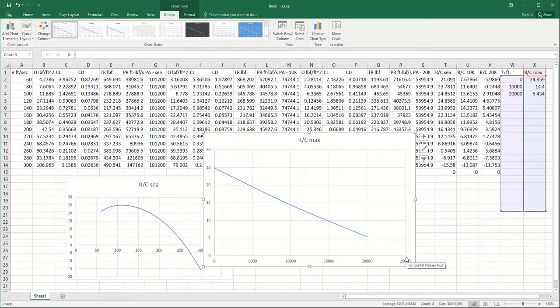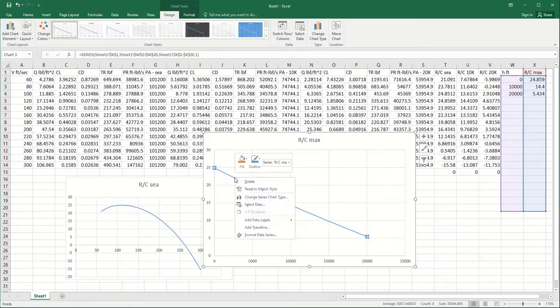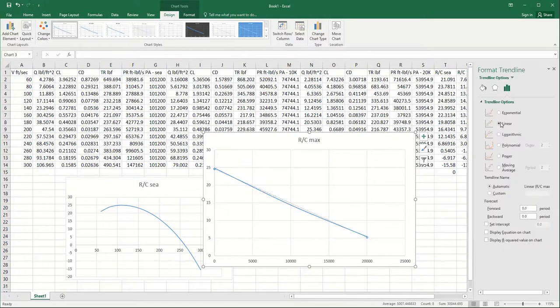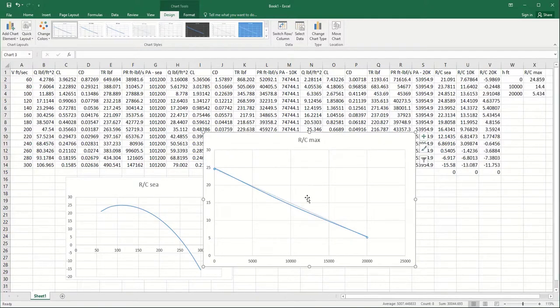And so to find the ceiling, we simply extrapolate this line. You can take this and add a trend line, and we'll do a linear trend line. You guys done this before? What I did was I clicked on the series of points, and then I right-clicked and picked trend line. So let me show you that again.